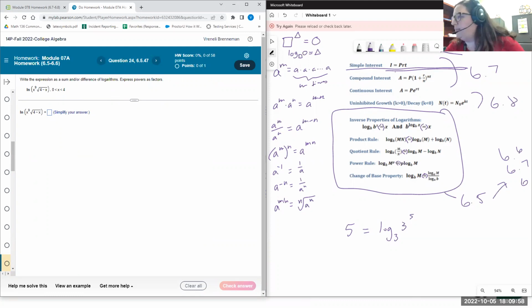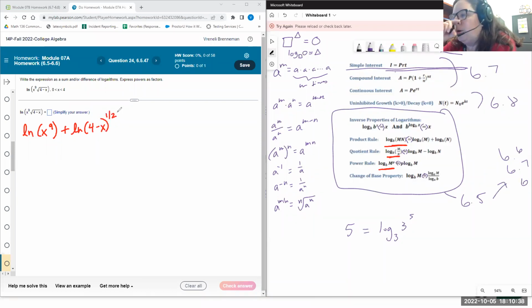So I'm using the quotient rule, and I'm using the power rule here. Or sorry, not the quotient, we're using the product rule and the power rule. So I would start with the product rule. I have things being multiplied inside the log, so I can split that into two separate logs. So I'm going to have ln of x to the 9th, and then the product rule says that's going to be plus ln of square root of 4 minus x.